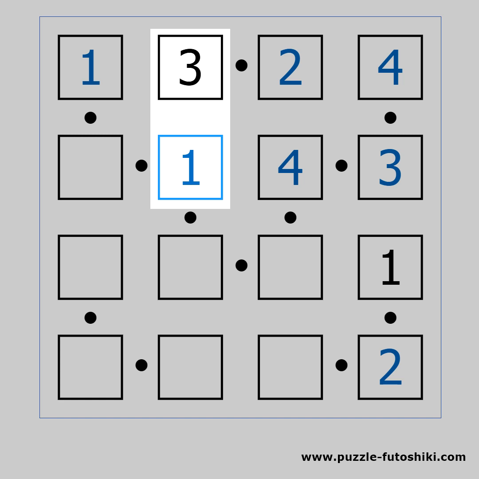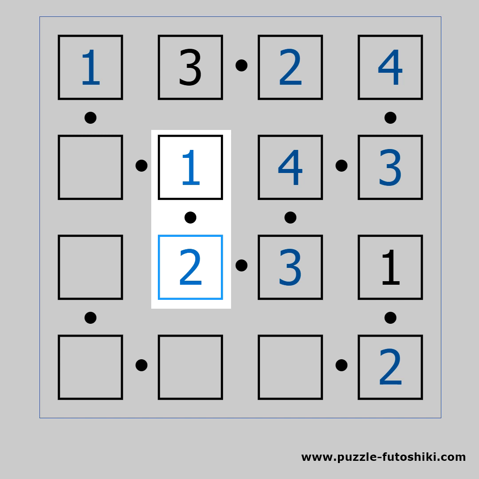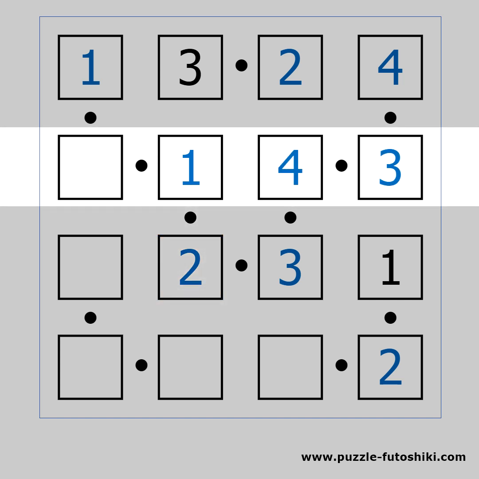Now a couple of easy ones. This number should be consecutive to 4, so it must be a 3. This one must be consecutive to 1, so it must be a 2. The second row is missing a 2, so we fill that in.